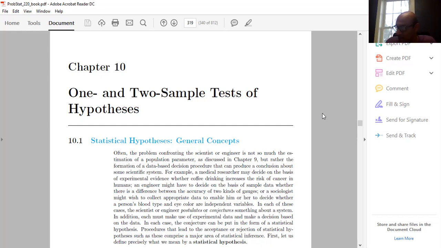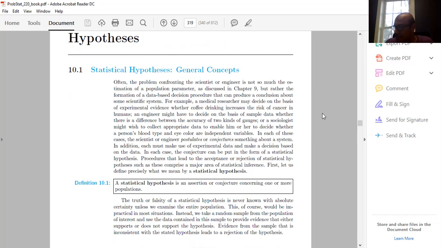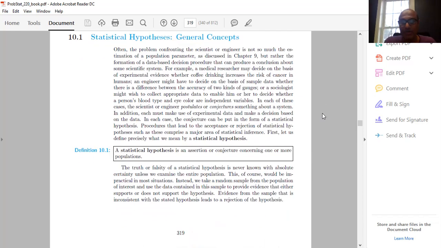As I told you, let's first start with the statistical hypothesis definition. A statistical hypothesis is an assertion or conjecture concerning one or more populations. So again, a statistical hypothesis is an assertion or conjecture concerning one or more populations.